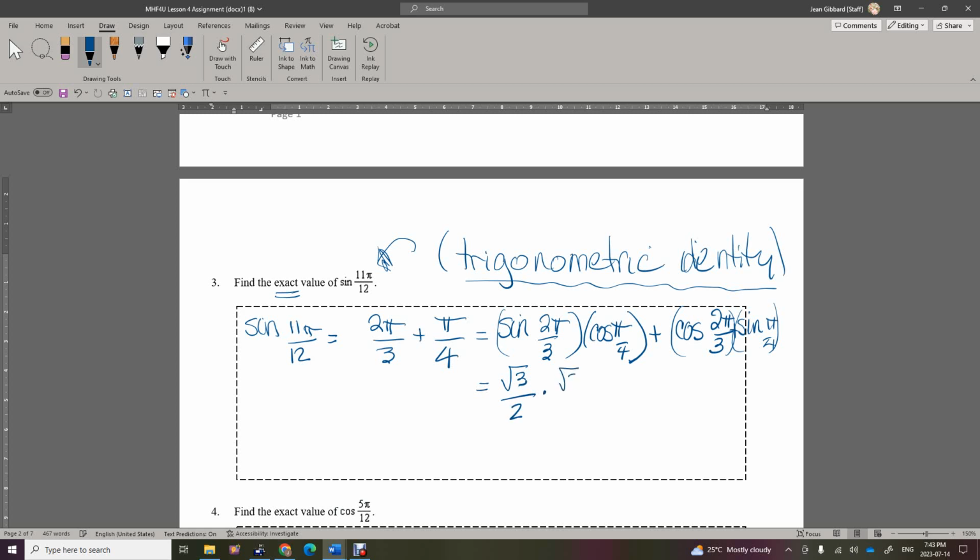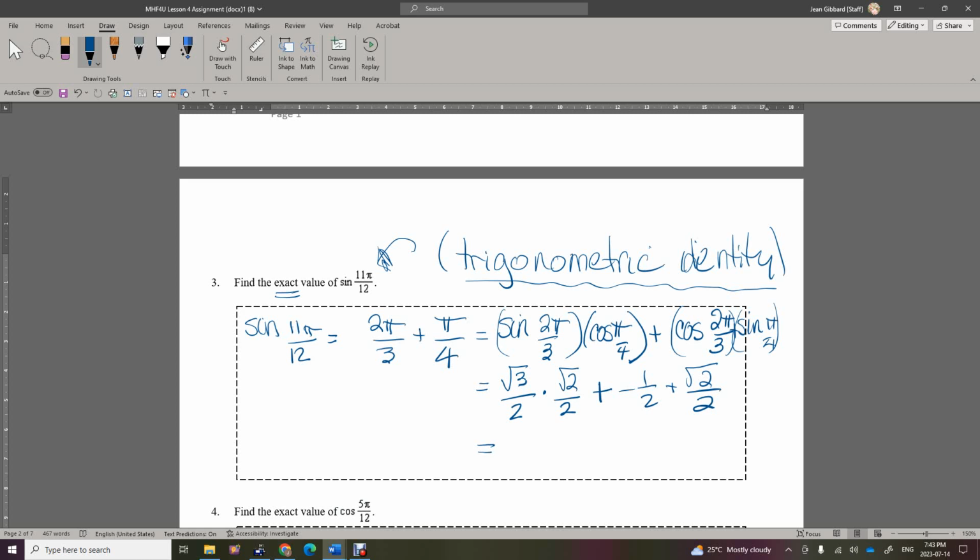times square root 2 over 2 plus negative 1/2 plus square root 2 over 2. Now all I did is I used my trig identity table to look up these values. Then it's a case of doing the mathematics.